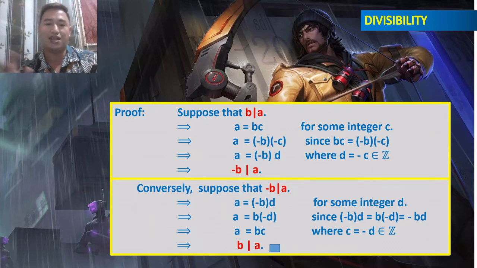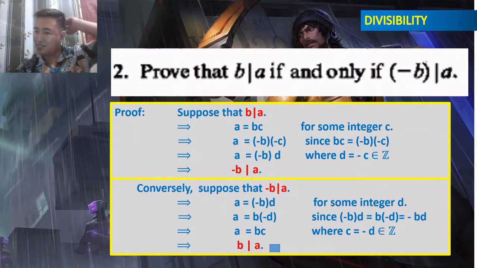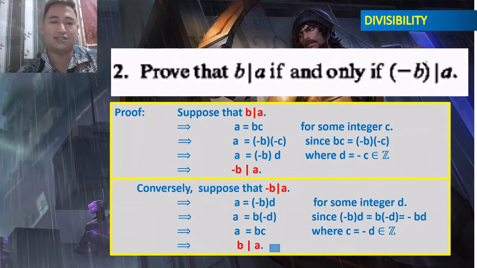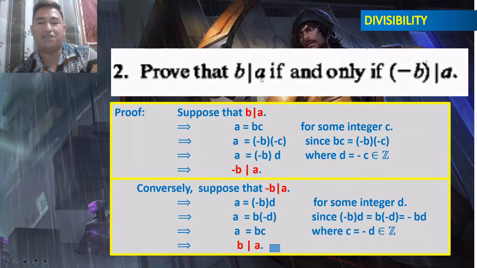Okay. Next class, we have the exercises. Prove that B divides A if and only if negative B divides A. So, prove. Suppose that B divides A. The arrows here are shortcuts for words like thus and hence, so we will just use arrows instead.